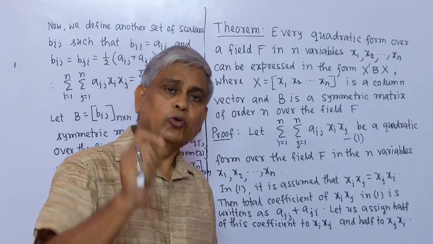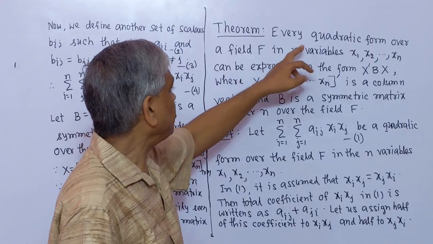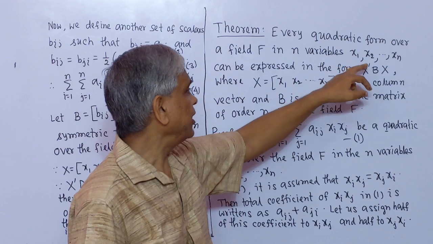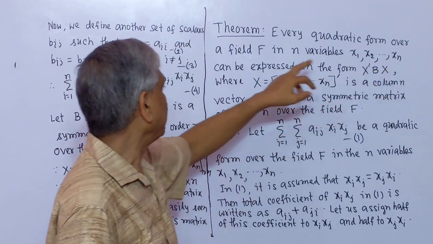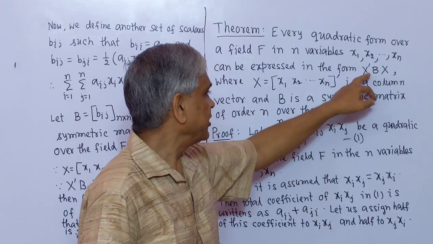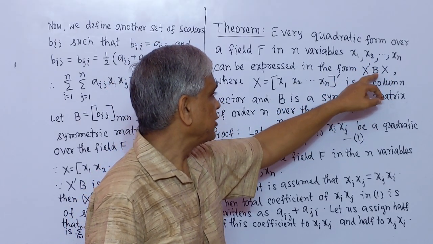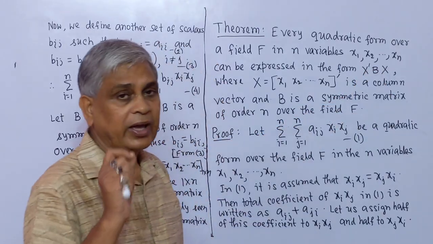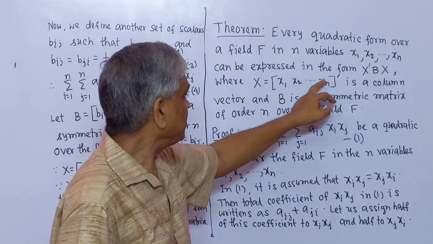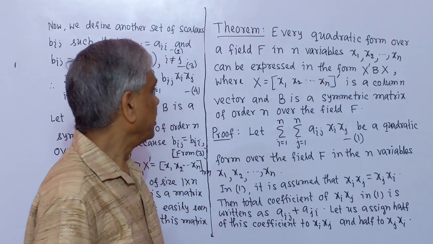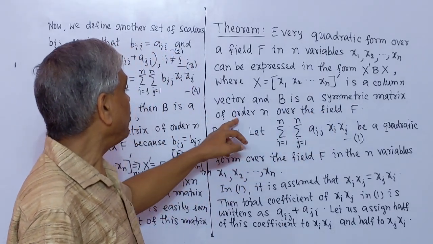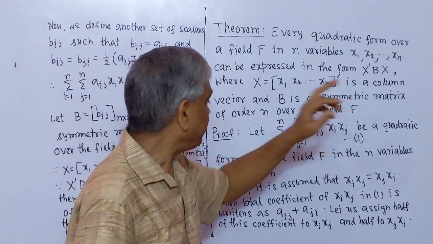Now we prove a theorem. Theorem is every quadratic form over a field F in n variables x1, x2, dot dot dot, xn can be expressed in the form of product of three matrices, transpose of x multiply matrix B multiply matrix x, where x is a column matrix. This is row matrix and transpose is column matrix, is a column vector, and B is a symmetric matrix of order n over the field F.